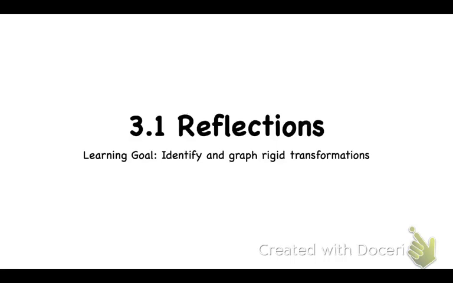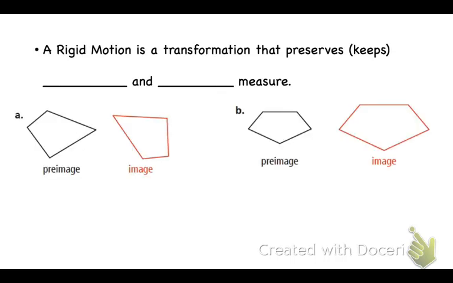Okay, 3-1 reflections. Reflections are a type of rigid motion. A rigid motion is a transformation that preserves. What does preserves mean? Keeps. Ever heard of like preserves, like jelly? Okay, same thing. It keeps it. So preserves lengths and angle measures. Okay, so a rigid motion keeps lengths and angle measures.